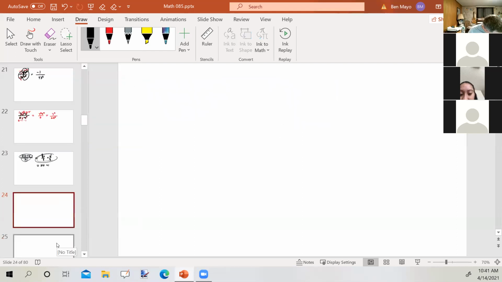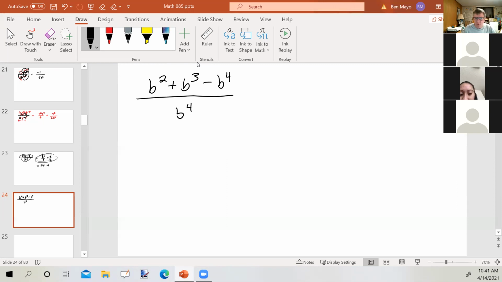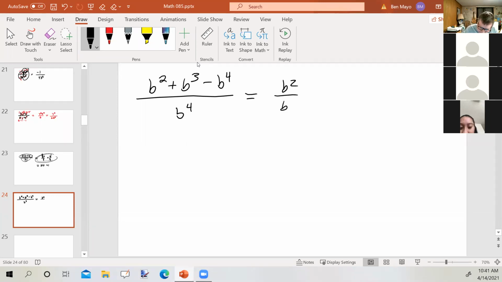All righty. B squared plus b cubed minus b to the fourth power, all divided by b to the fourth power. So again, we have a polynomial divided by a monomial. So we're going to take each term in the numerator and divide it by the term in the denominator, and then go back and reduce each separate term.